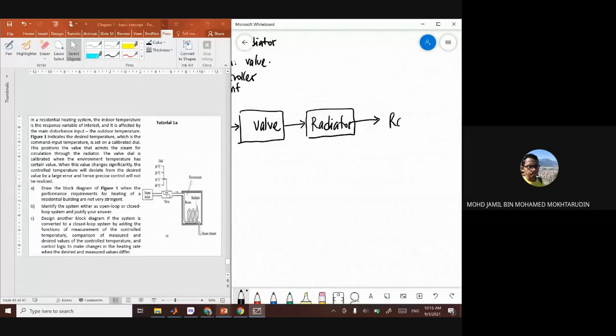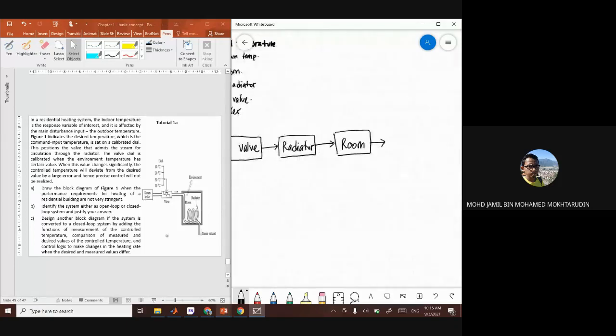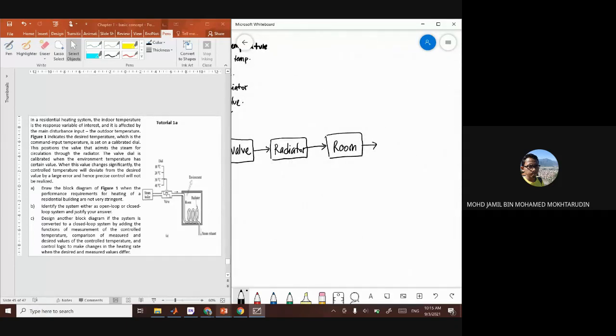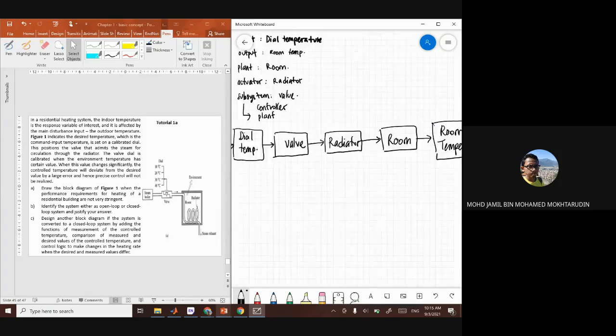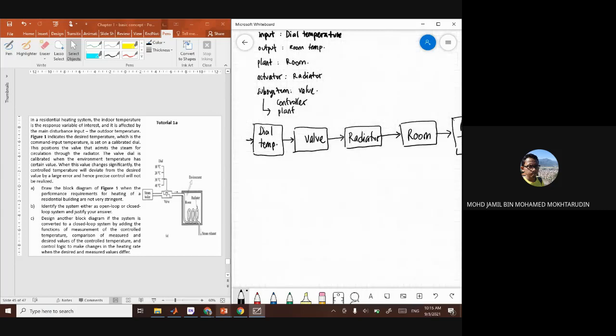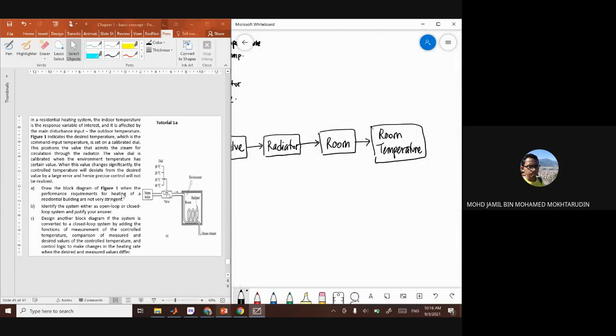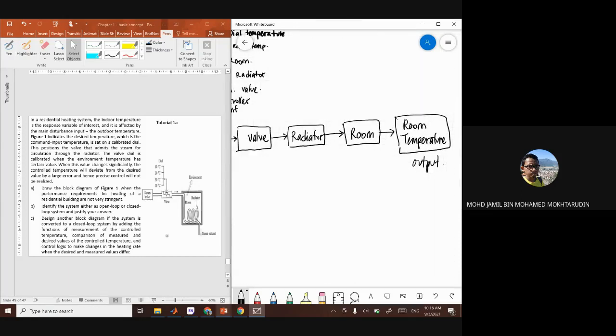Radiator and then room. Then the room temperature. Okay, so this is the input, should be input, and this is the output. Okay, so this is an open loop system.